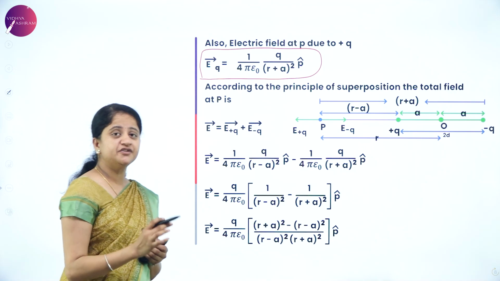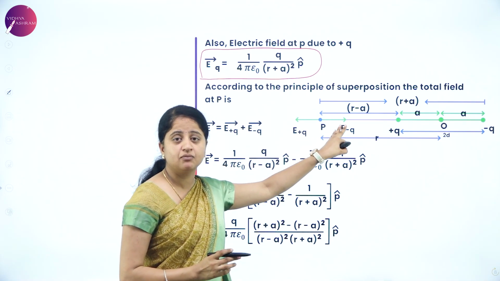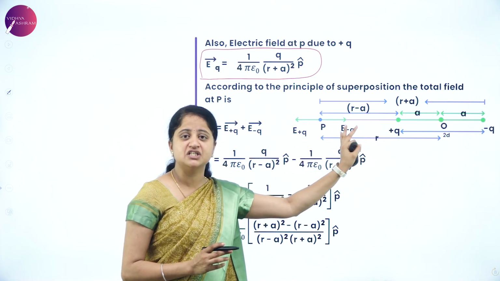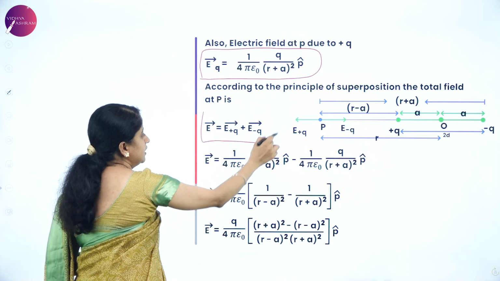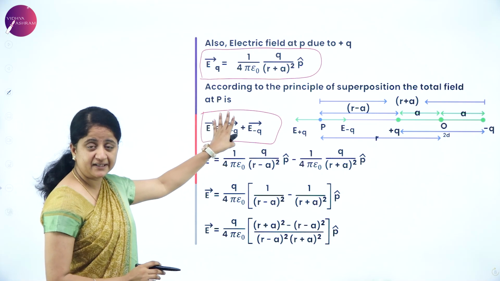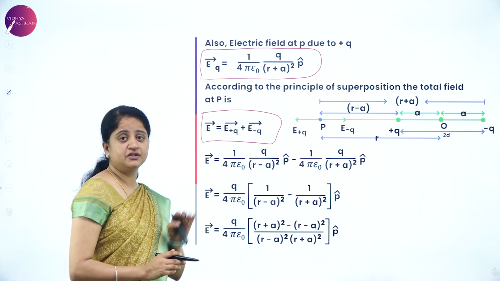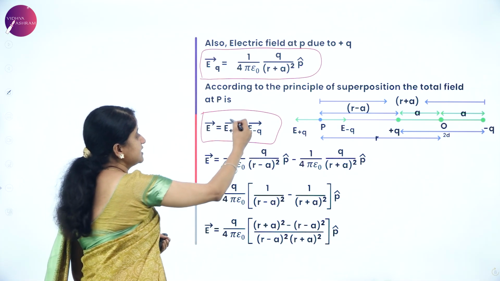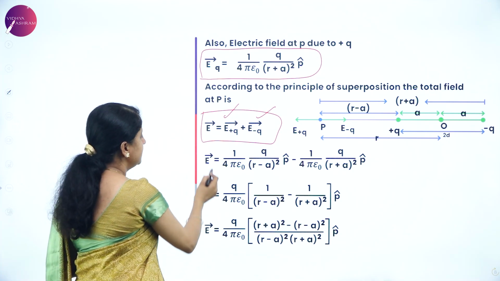Now, according to the superposition principle, we know the electric field at any point is equal to the vector sum of all the electric fields due to the charges present in a system. So E is equal to E plus Q plus E minus Q, which means the electric field due to charge plus Q plus the electric field due to the charge minus Q. We have the expressions for E plus Q and E minus Q. Let us now substitute in the above expression. So what do we get?